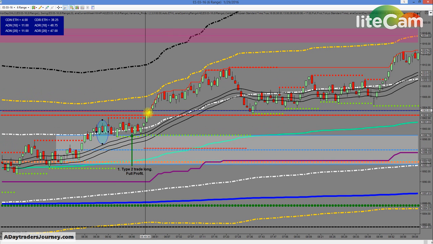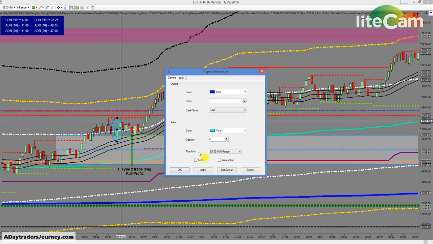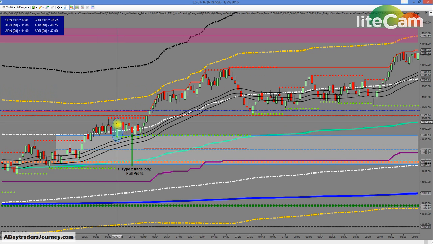First target is 4 points, second target is 10 points. Trading with 3 contracts, I get out with 1 contract at 4 points and 2 contracts at 10 points, creating that 4-to-1 reward to risk ratio. So anyway, here's the circled area, which is the setup.